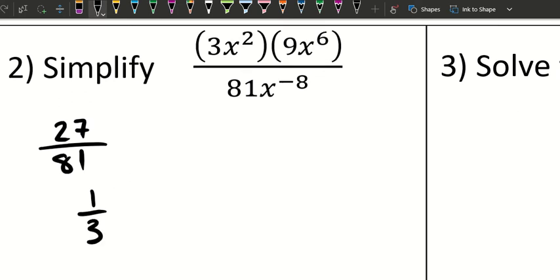The other thing that I have here is in my numerator, I see I have x squared times x to the 6th, which is x to the 8th power. And in my denominator, I'm sorry, I'm saying a, but these are x's. In my denominator, I have x to the negative 8th power. Do not be tempted to think that these are going to cancel each other out. They are not. They will not eliminate. This is not equal to 1.